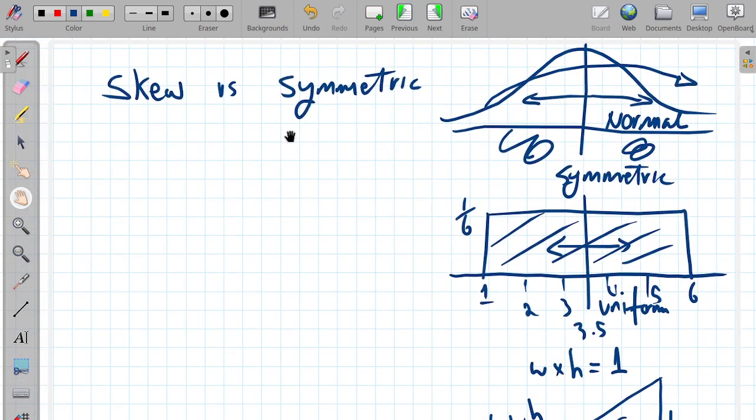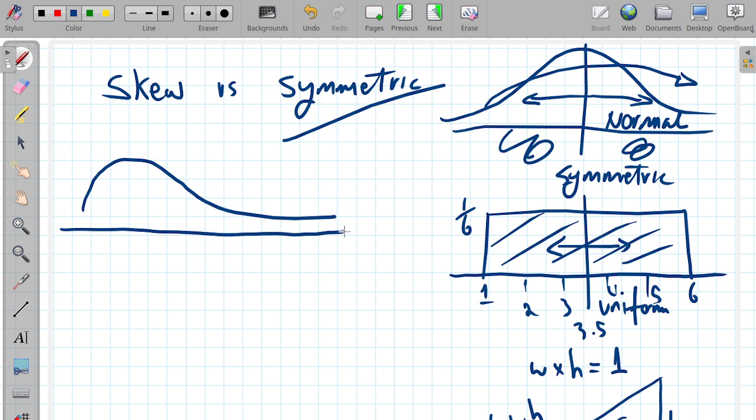Whoops, didn't click back to the marker. There we go. So symmetric is done. But what is this skew of which I speak? Well, anything that's not symmetric is asymmetric. And usually for us in this course, it's got a skew. So a right tail skew would look like this. Now, what does a left tail skew look like? Well, it looks like this.